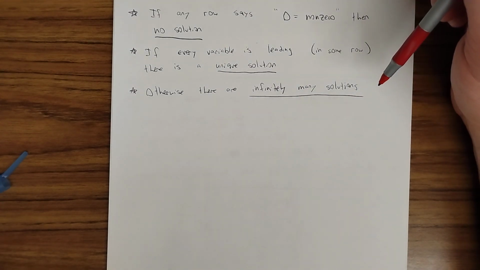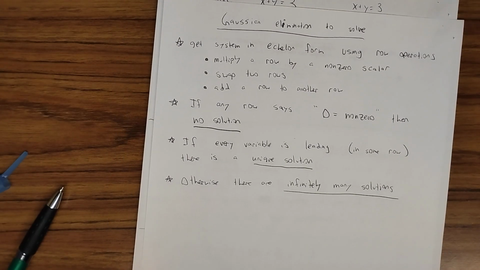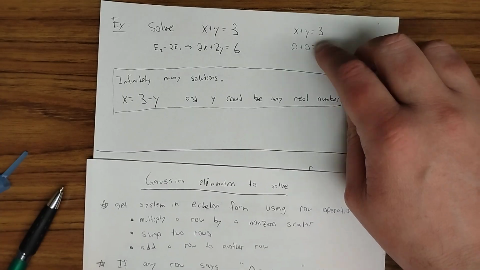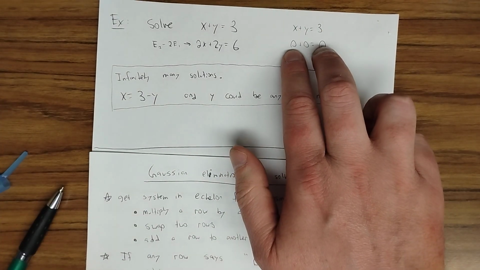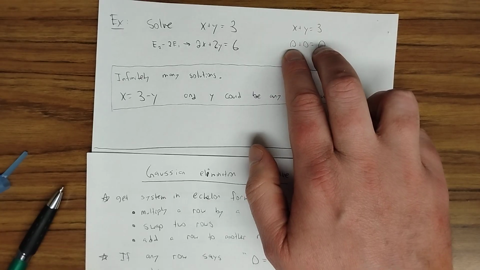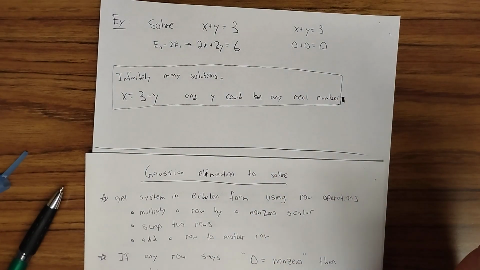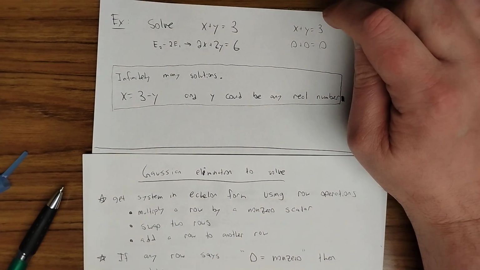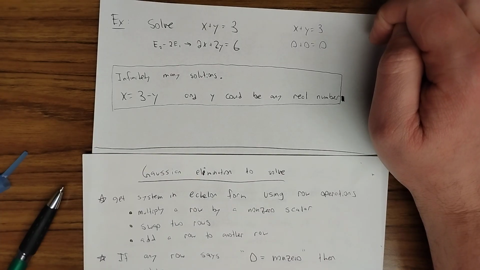Otherwise, there's infinitely many solutions. And that is like this one. In this one, we have our zeros at the very bottom, so that's fine. But this doesn't say 0 equals non-zero, so I'm not going to say that there's no solution. This says 0 equals 0, and that's fine. But not every variable is leading in some equation.